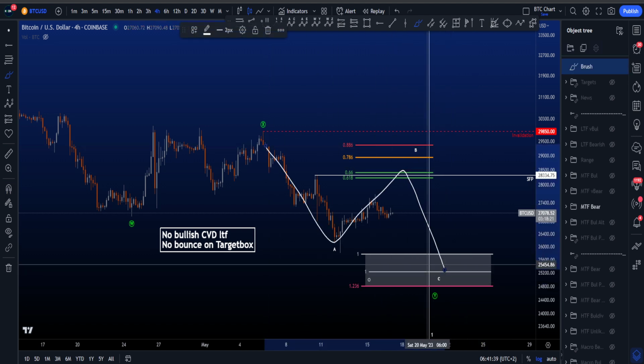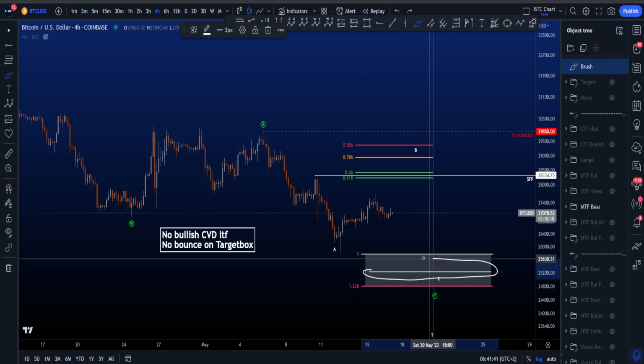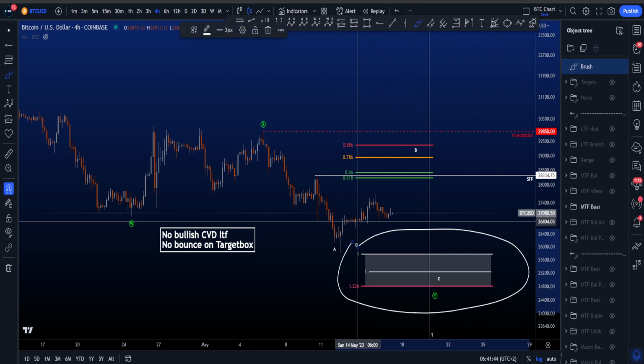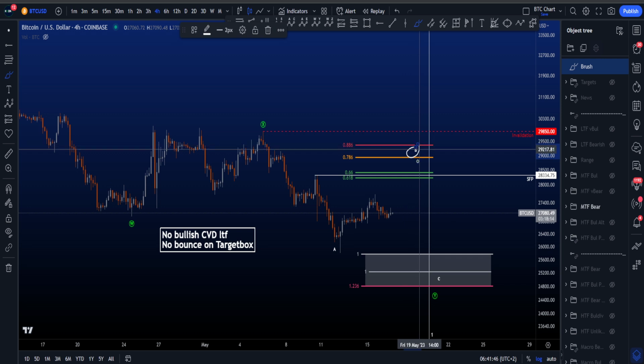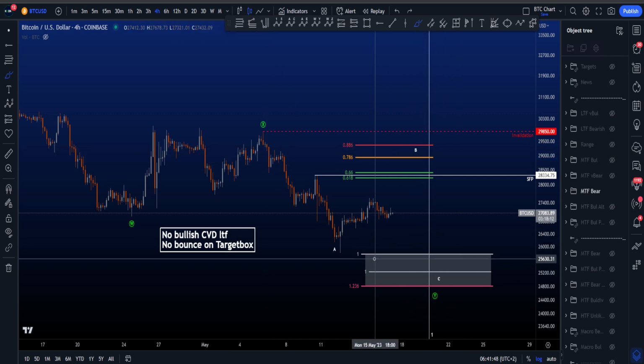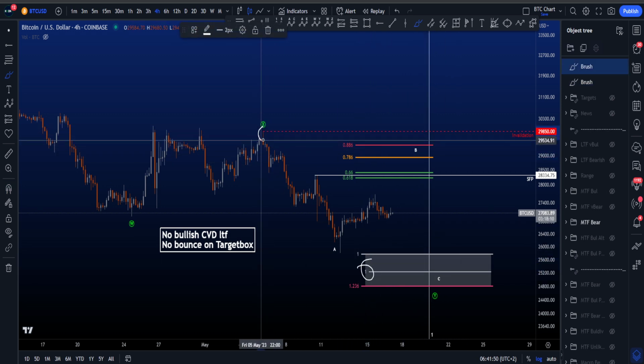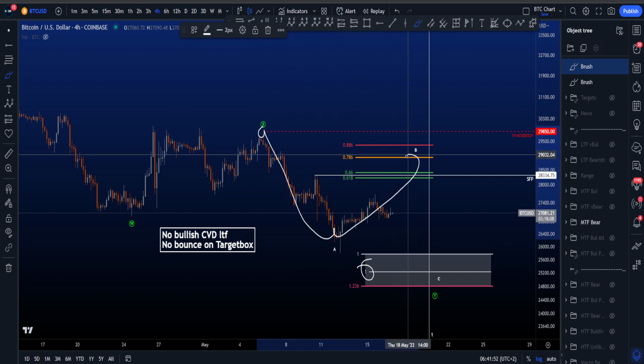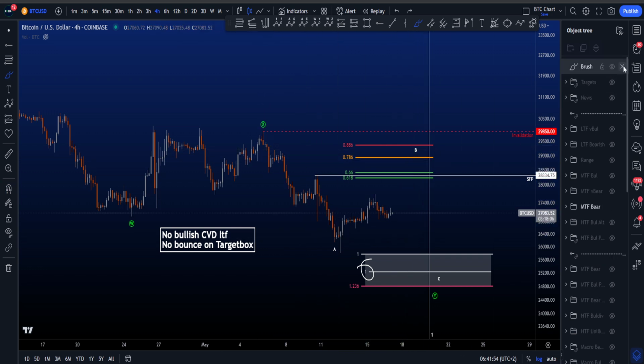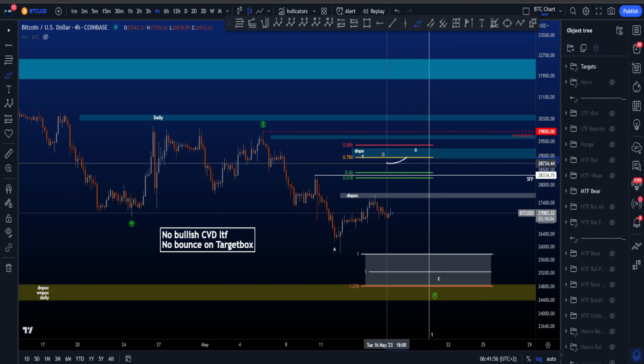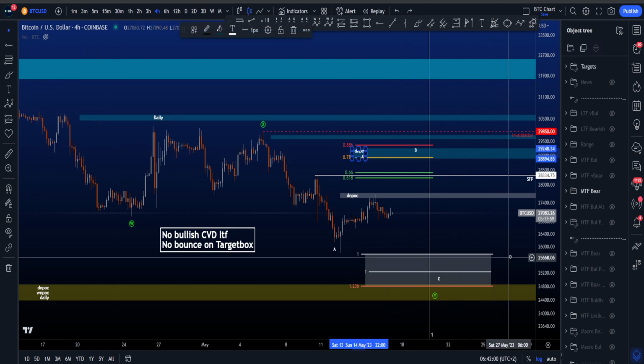Now in order to get the 1-to-1 inside the bigger target box for a wave Y, this wave B has to retrace pretty high, because I now pulled this 1-to-1 over here from the high of X to the low of A to then the 786 over here. And why the 786? Because we have a target box around this area. And the target box around the 786 is between 28.9k and 29.2k. So that is an interesting area.